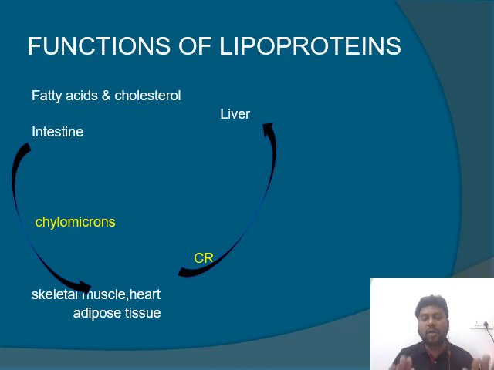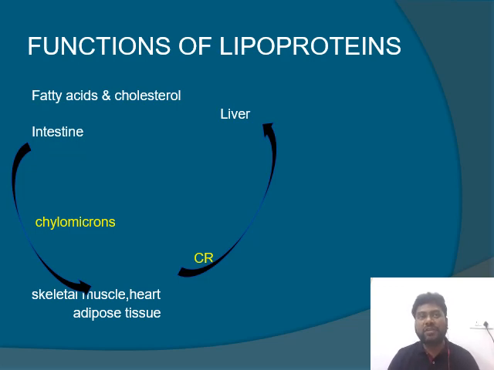So this is how chylomicrons help in transport of dietary lipids from the intestine to the peripheral tissues. Chylomicrons are mainly involved in the transport of dietary triglycerides from intestine to peripheral tissues.